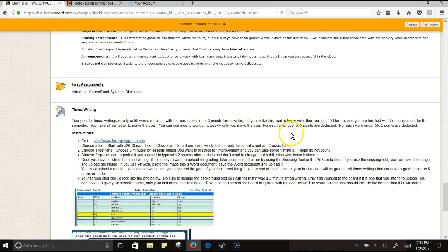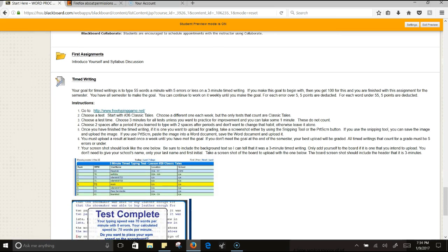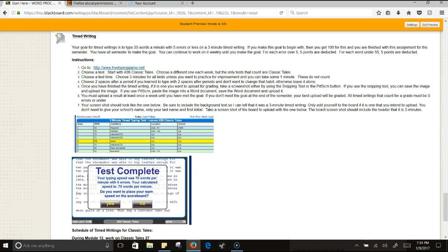Then you also have a timed writing. The goal for this course, according to the objectives, is to make 55 words a minute on a 3-minute timing with 5 errors or less. So I will need both of these screenshots when you've done the timing in order for me to be able to determine that you have followed through, that you've done 3 minutes and that you've had 5 errors or less and made the speed that you needed.